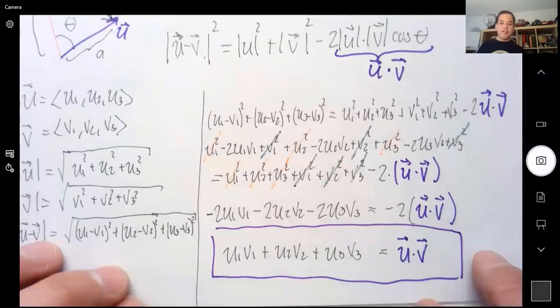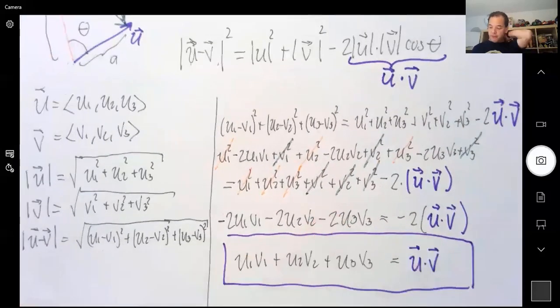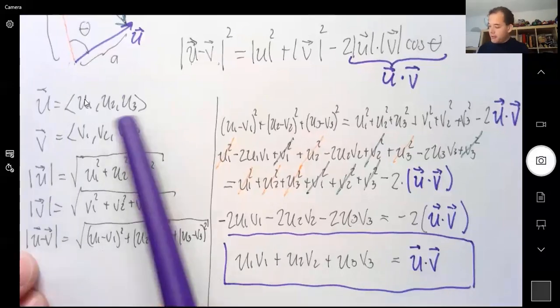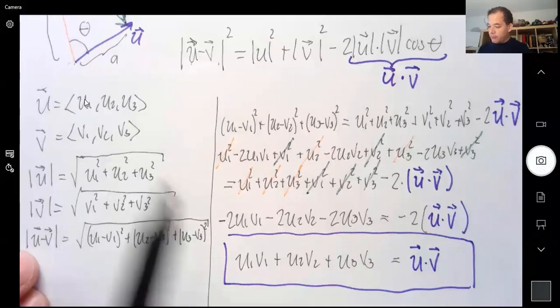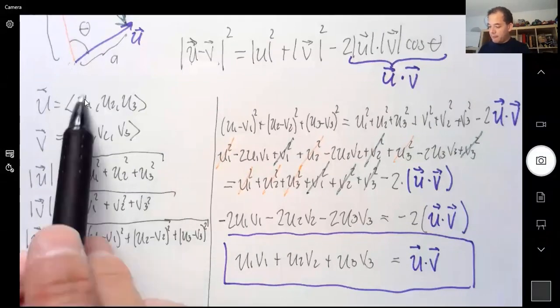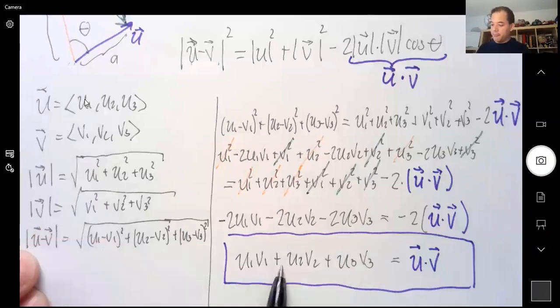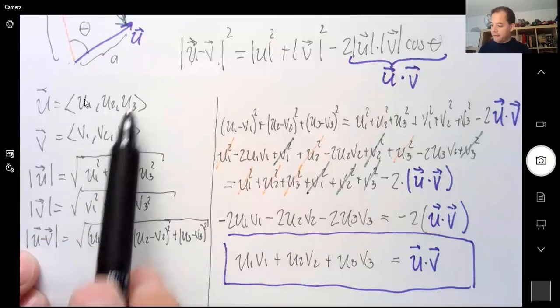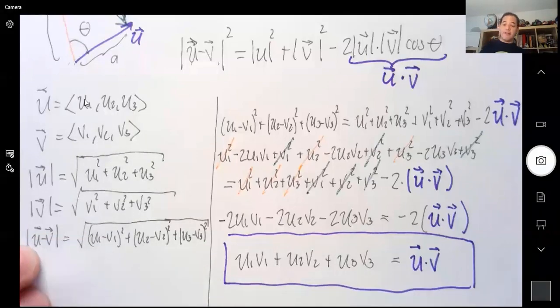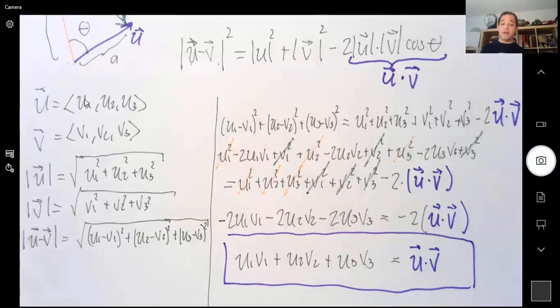Look at this, how easy it is now to figure out the dot product. See, we don't need to get the angle. All we need to know are the components. We need to know what is the x component, the y component, and the z component, right? u1, u2, u3, v1, v2, v3. And then all we need to do is multiply the x components. Bam, add, multiply the y components right here. And last, multiply the z components. That's it. That's the dot product, right? We didn't need to get the angle anymore.